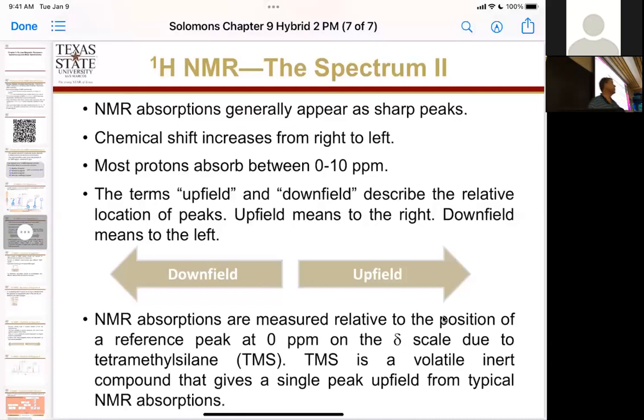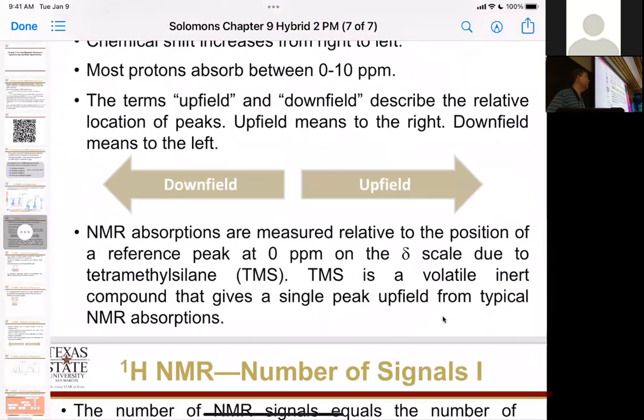If you're not an upstage or downstage person, or downtown, uptown, if you're from a big city, it's the same kind of thing: smaller numbers uptown, bigger numbers downtown. All of these are done on a relative scale to an internal standard, and this is tetramethyl silane. Tetramethyl silane looks like this. It's a silicon right here with a CH3, CH3, CH3, and CH3.